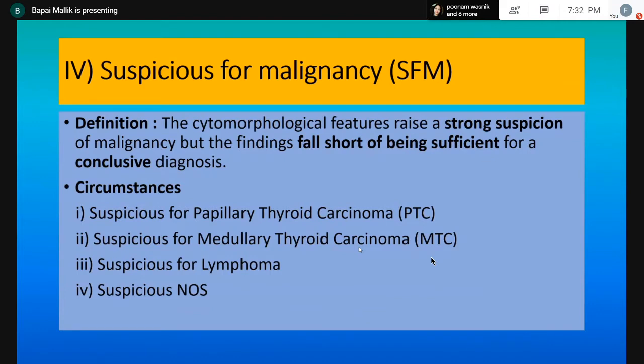So category 5, sorry, this is actually 5, is suspicious for malignancy. And by definition, this is very important, the cytomorphological features should raise a strong suspicion of malignancy, but the findings fall short of being sufficient for a conclusive diagnosis. Now, there are different circumstances under which we use this category, and these are situations where we say that the aspirate is suspicious for a papillary thyroid carcinoma. This actually accounts for most of the times you are going to put this under this category, followed by suspicious for medullary thyroid carcinoma, suspicious for lymphoma, and there is something which is suspicious NOS.